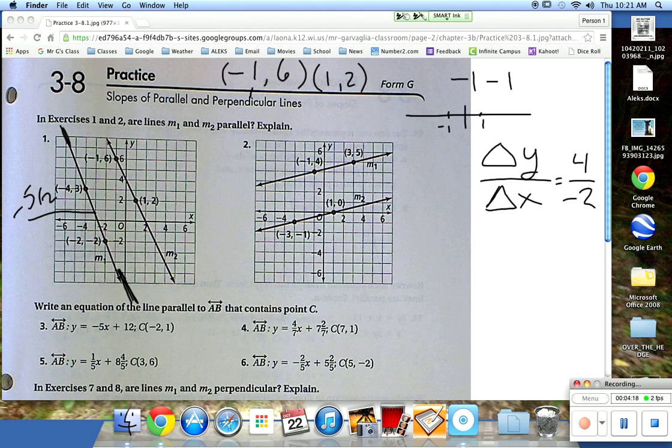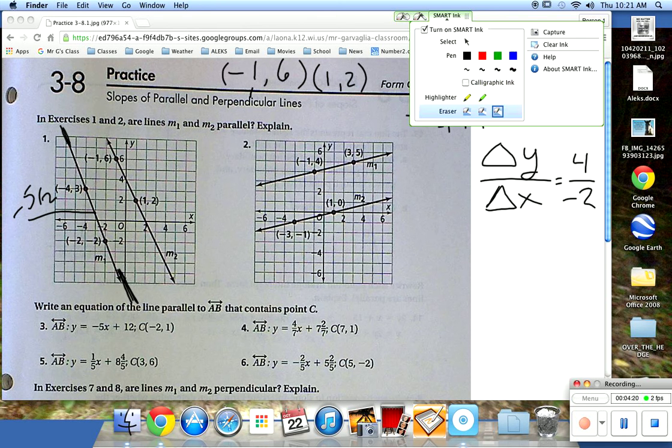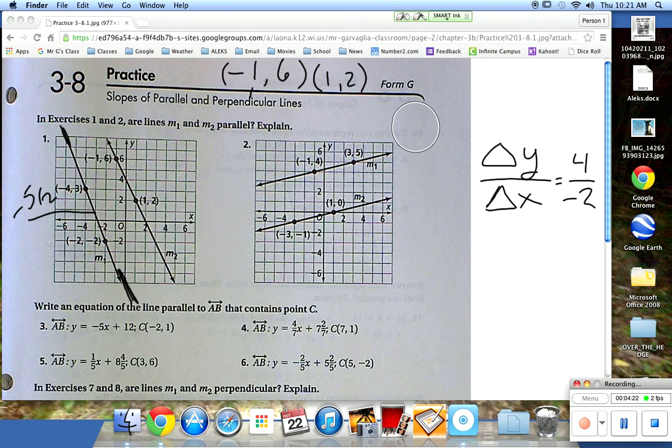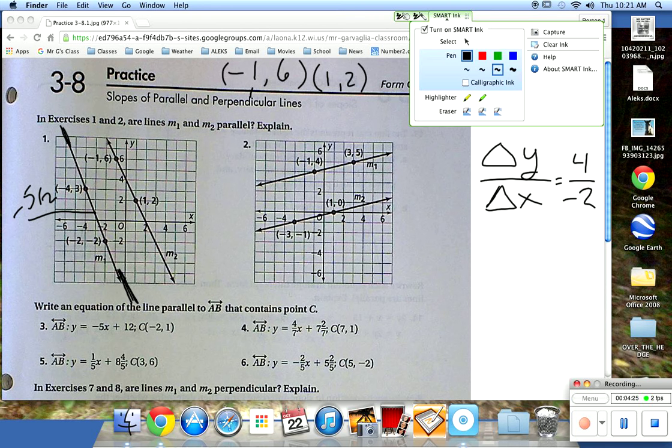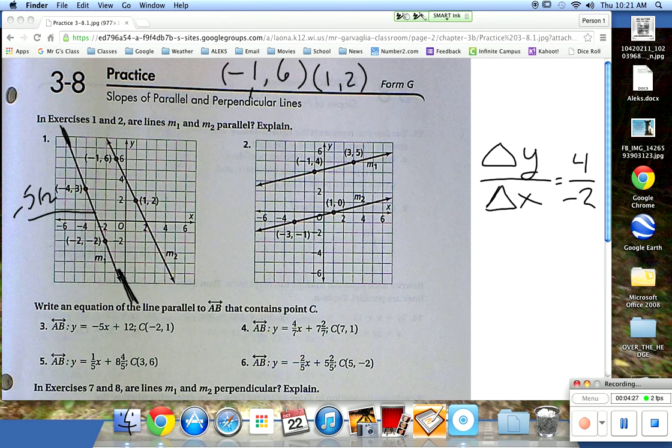If you were going to do it looking at the slope formula, which is right here, Damien, this is how I do it. I look at 6 minus 2, right? That's the difference I got there. That's 4. -1 minus a 1 is a -2. See how I did that?